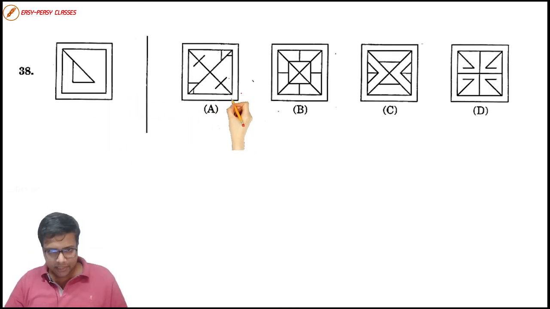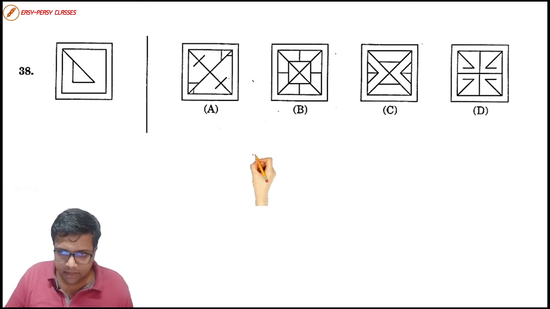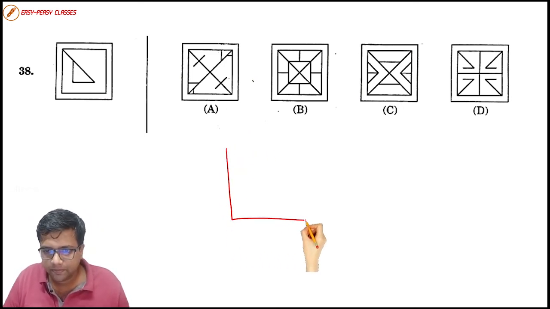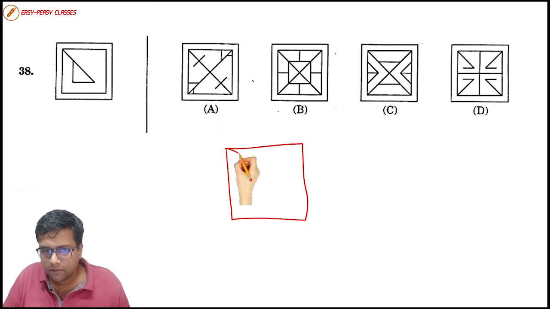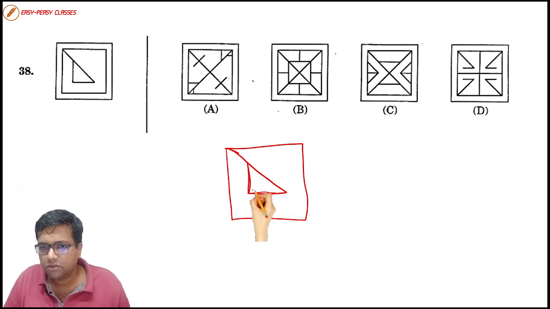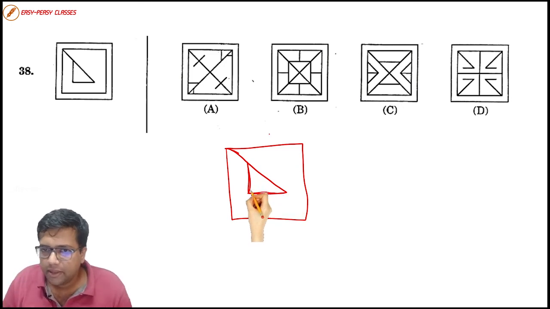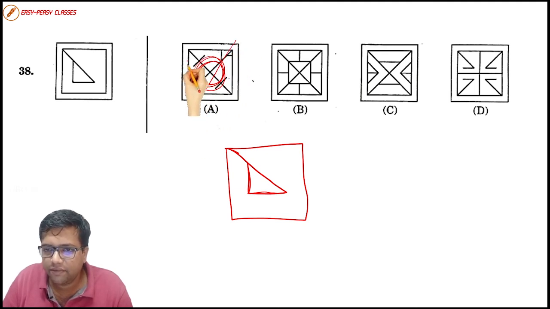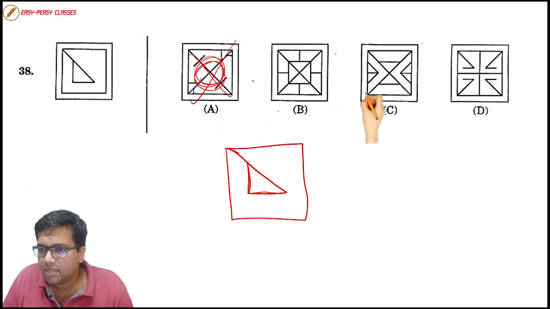Question number 38. Okay, we have a square, a diagonal pops out, but it won't proceed further. A triangle forms along the diagonal. So there is a square, there is a diagonal, but there are no triangles forming inside here. We eliminate this option. There is a square, there are diagonals, but there are triangles forming here as well.